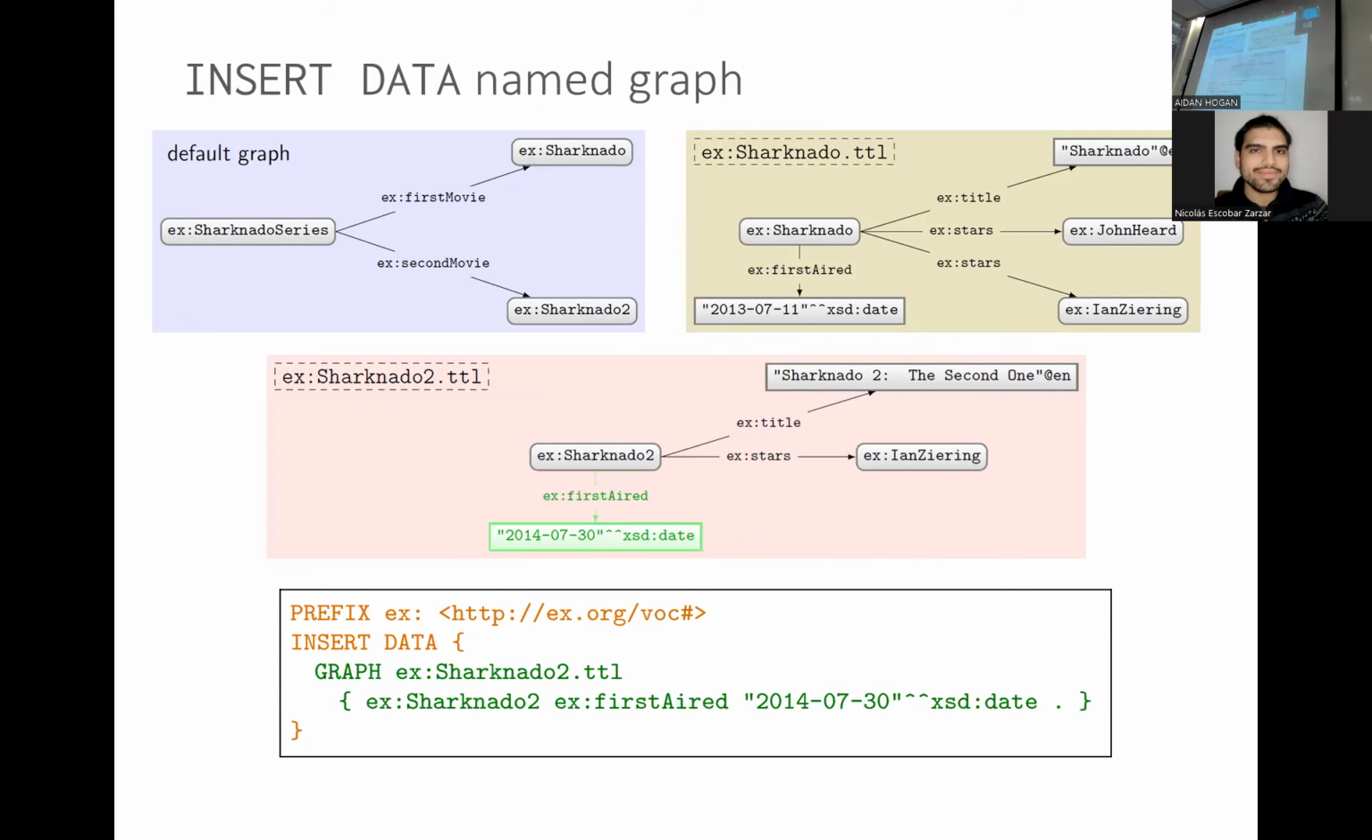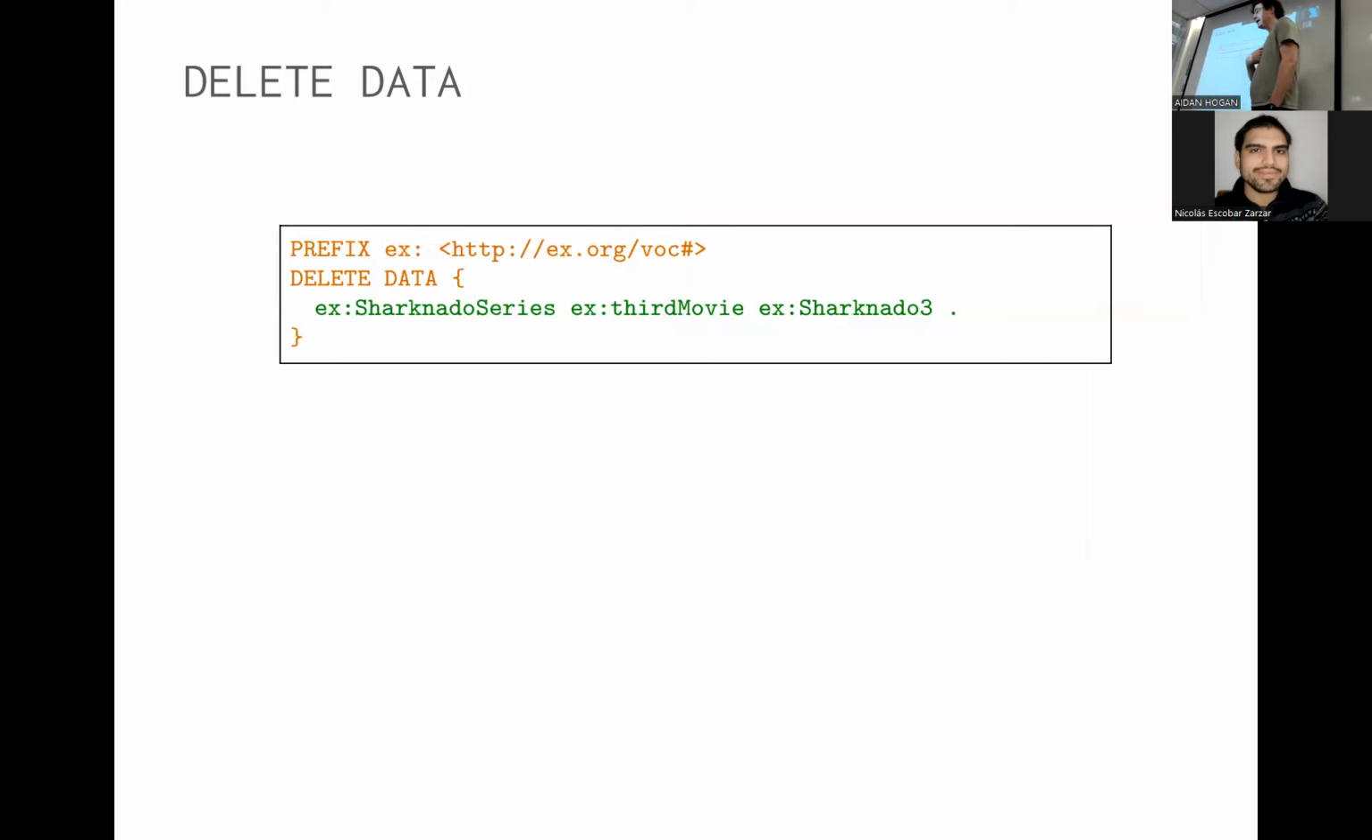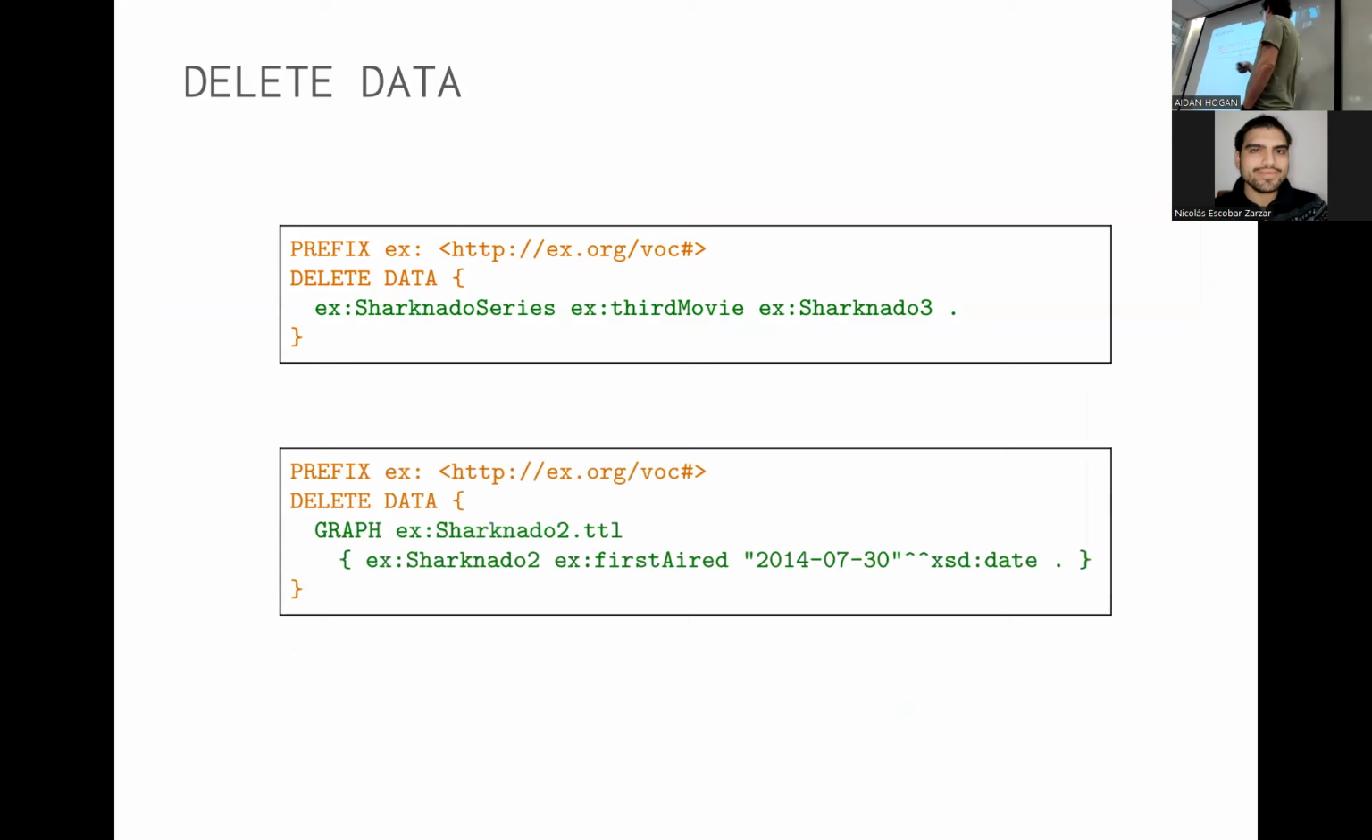If we wanted to insert a triple into a named graph, this graph is named Sharknado2.ttl. We say GRAPH Sharknado2.ttl, and we want to insert this triple here, and we add this new triple here. So we can insert data triples into the default graph and into named graphs using the SPARQL language. If we want to delete data, we can simply specify the triple we want to delete, and that will be removed from the default graph. If we want to remove data from a named graph, we specify the graph name, and then we specify what we want to delete.